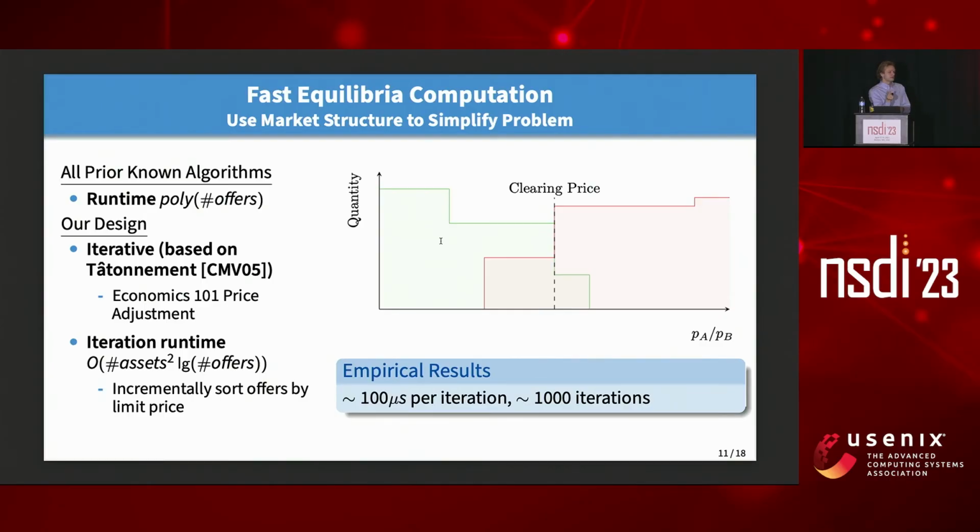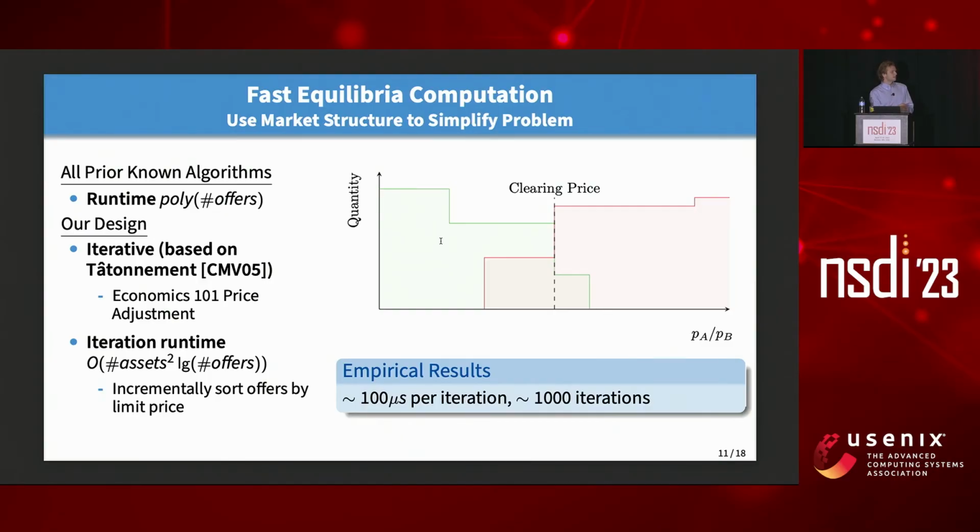Basically, for the algorithm you pick a set of candidate prices. You compute these supply-demand curves at a particular set of prices, and then you adjust based on your basic Econ 101 intuition. If supply exceeds demand, you lower the price, and so on and so forth. Now, the runtime of this algorithm at each iteration is dominated by the act of computing these supply and demand curves. And for that, we can take advantage of market structure that we have here that's not present in the theoretical literature. In particular, every offer to trade is from one asset to one other asset. So we can group offers by trading pair, sort them by limit price, and then just do a bunch of binary searches to efficiently compute these supply and demand curves.